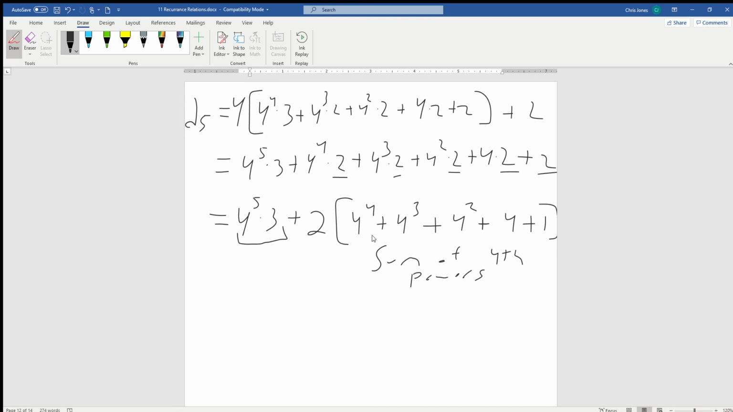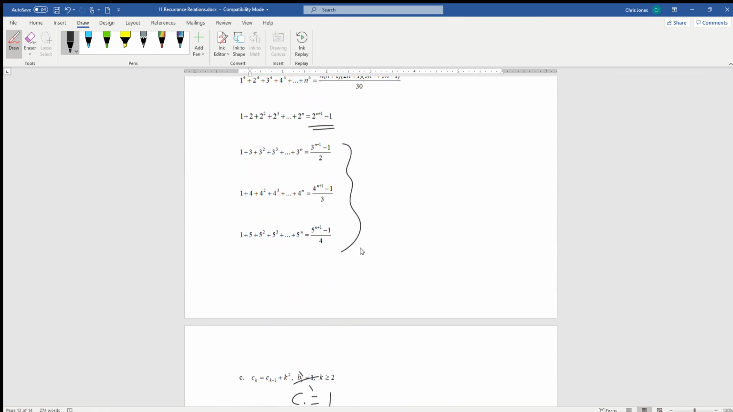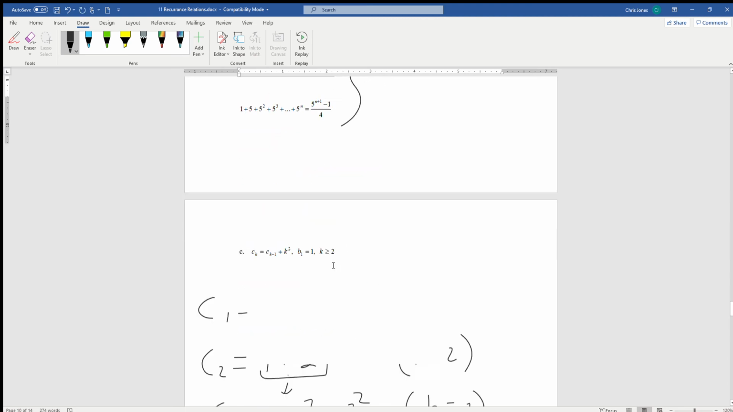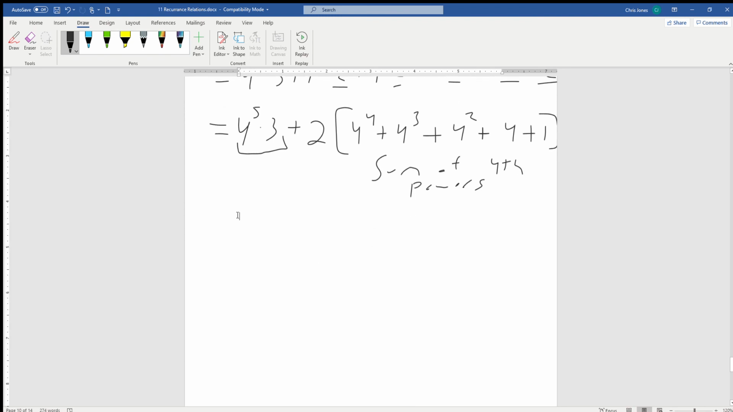But let's see if we can get some sort of closed form for this, 4 to the 4th, 4 to the cubed, etc. And it looks like right here, that's going to be what we want. So I'm going to go back down. Have that right here.